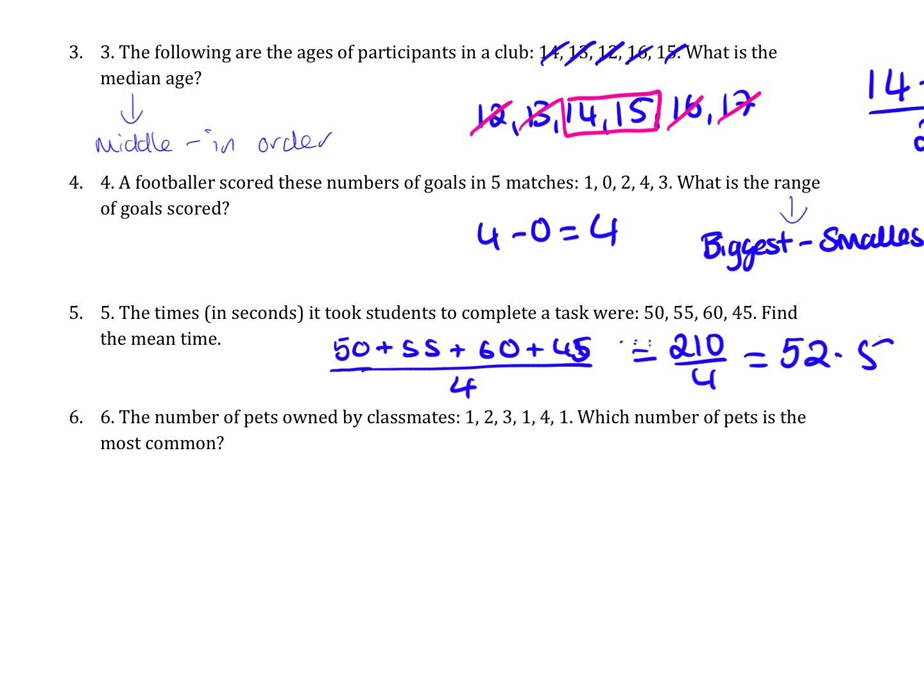The number of pets owned by classmates: 1, 2, 3, 1, 4, 1. Which number of pets is the most common? 1. 1. So give me another way to say most common. What do I call it? Mode. Mode, good woman. Excellent.